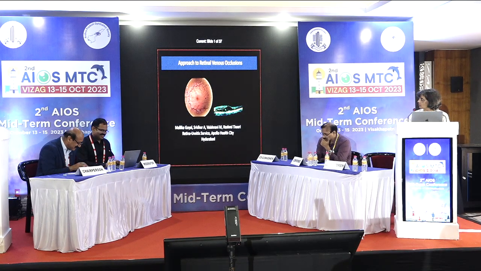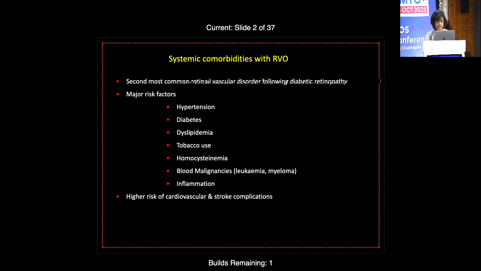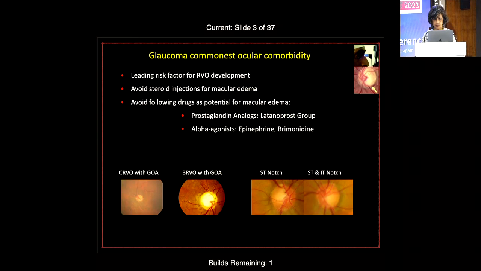Okay, so I'll start with the approach to retinal vein occlusions, and I will stick to mostly practical points. When we see a patient of retinal vein occlusion, the first thing to look for is the underlying etiology, rather than treating the eye alone. So we must investigate for hypertension, diabetes, lipids, tobacco use, very important. And in younger people, homocystinemia, blood malignancies like leukemia, and inflammatory causes.